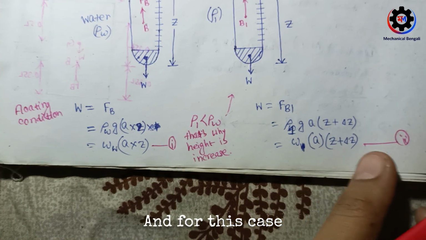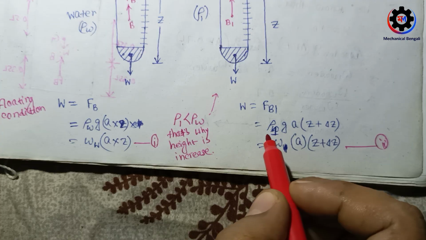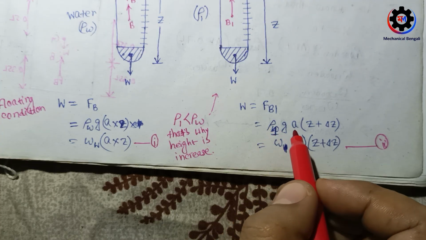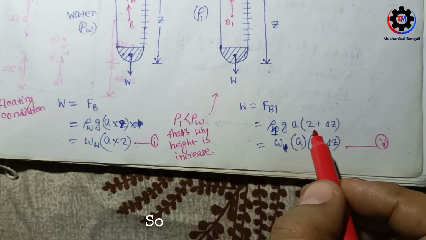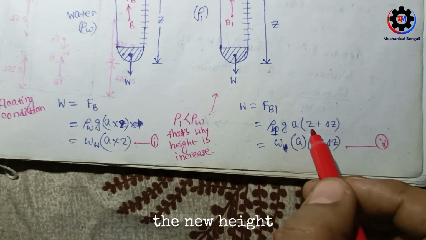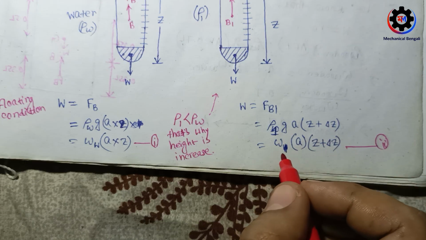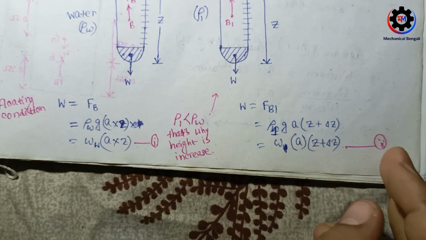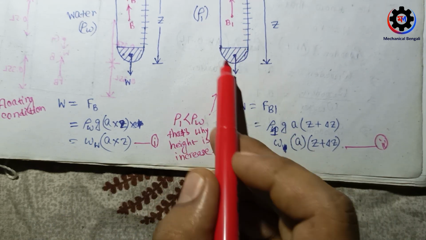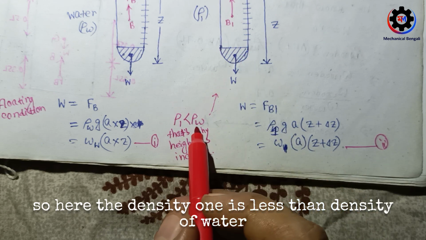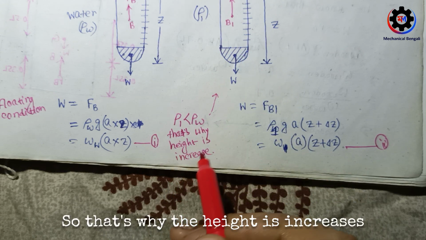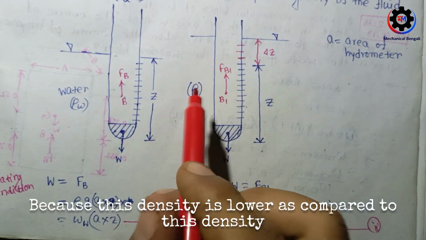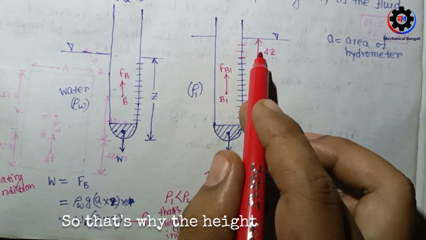And for this case, W is equal to AB1, so that is rho 1 into G into A into Z plus delta Z. Z plus delta Z is the new height. So this is omega 1 into A into Z plus delta Z. This is equation number 1 and this is equation number 2. Here density 1 is less than the density of water, so the height increases. This is height Z and here this is height Z plus delta Z, because this density is lower as compared to this density.